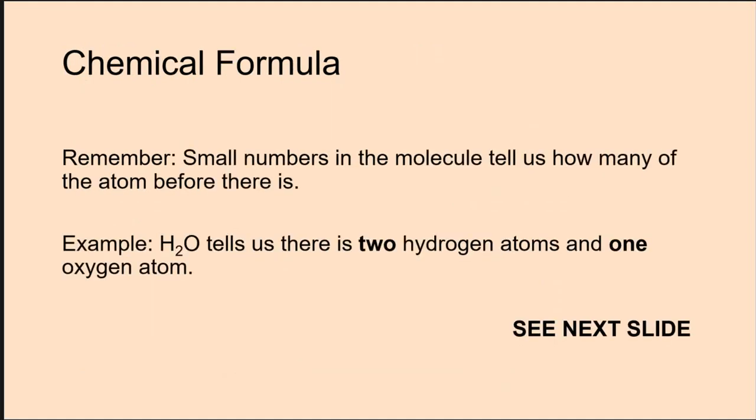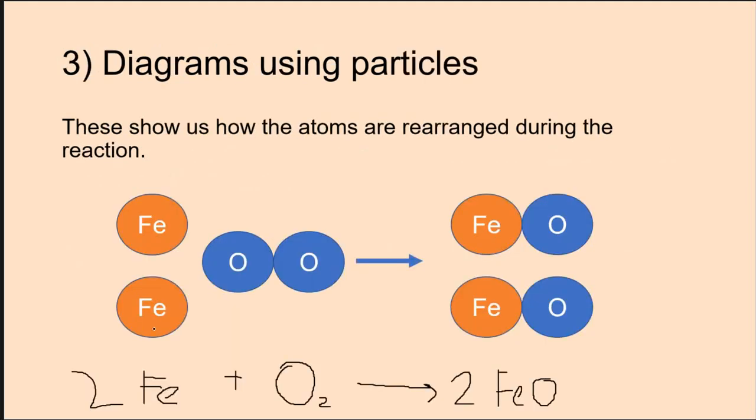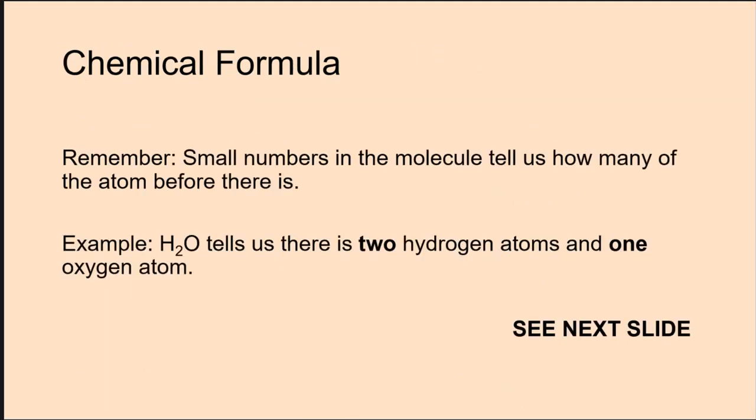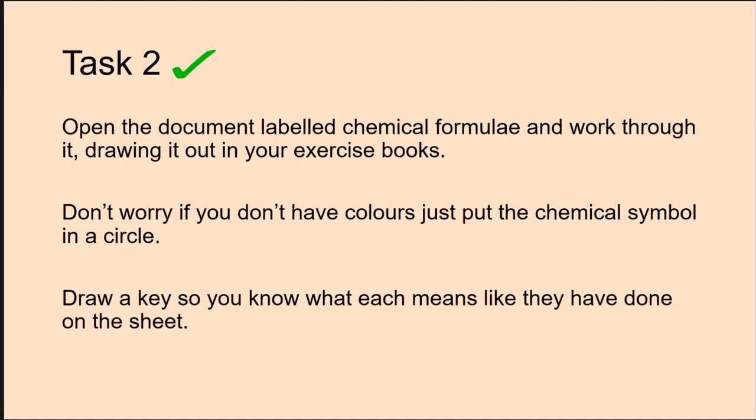So just a little recap on some chemical formula. Remember, those small numbers in the molecule tell us how many of the atom there is before. So here, this 2 tells us there is 2 oxygens, and just like in H2O, that 2 again means there is 2 hydrogen atoms and 1 oxygen atom.